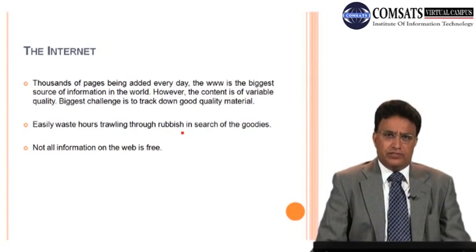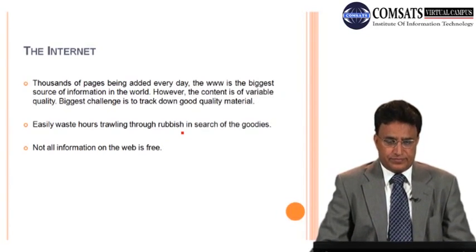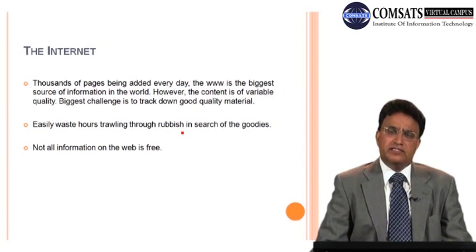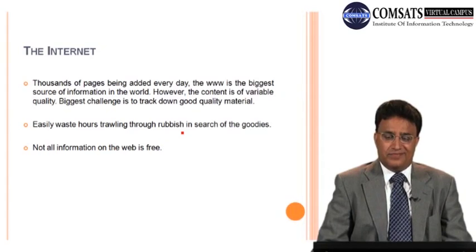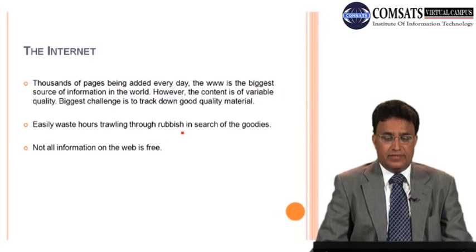The second source of information, the first was of course the library, is the internet, and that's what we'll discuss now. Thousands of pages are added every day to the World Wide Web, and that is the biggest source of information in the world at this time. However, all the content available on the internet is not authentic or reliable.